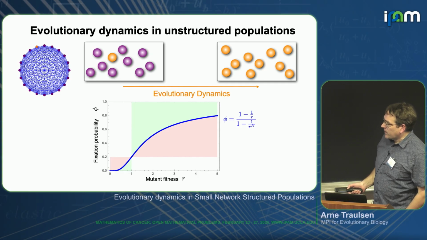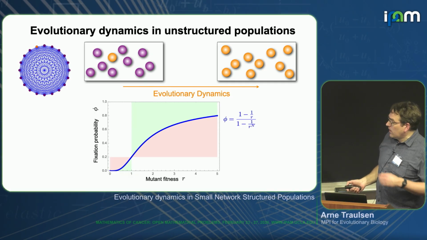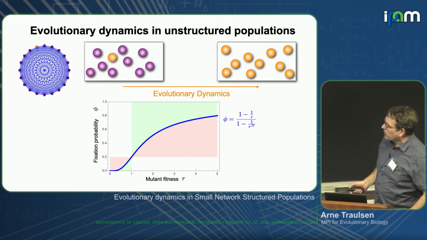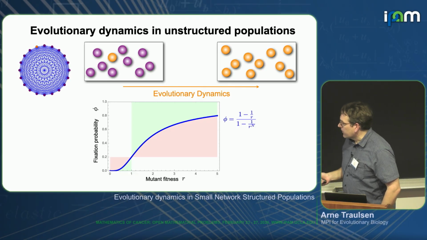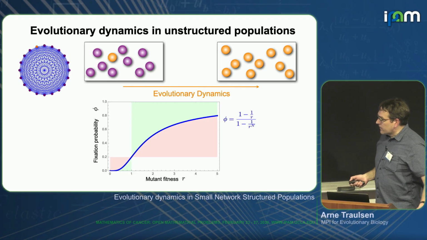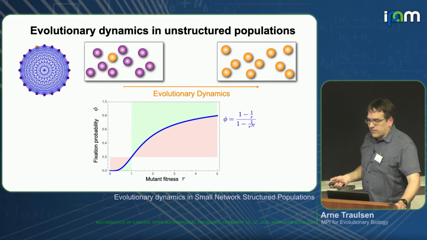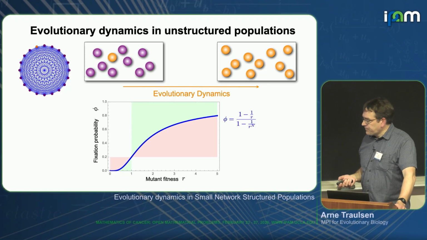And then there's one here, which is the neutral mutant. So the fitter mutants have a certain probability to take over. For example, for r equal to 2, I said it's approximately 50%. For neutral mutants, this is exactly 1 over n. Of course, you have to look at the limit here. And if you go to the left, then at some point the fixation probability is 0.